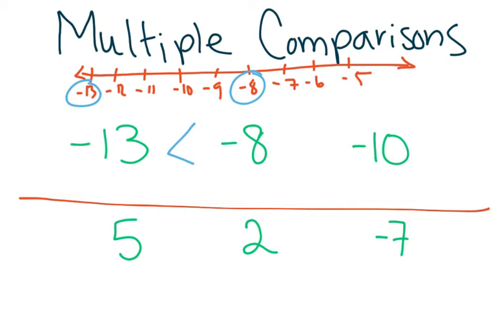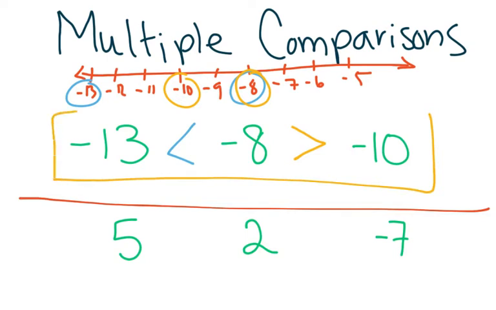Now I can just focus on -8 and -10. Which one is on the left? That would be -10. It's less than -8. So I can write an inequality sign that proves that. So what I have right here as my final answer is 3 numbers that are being compared, and the inequality symbols that make them true statements.